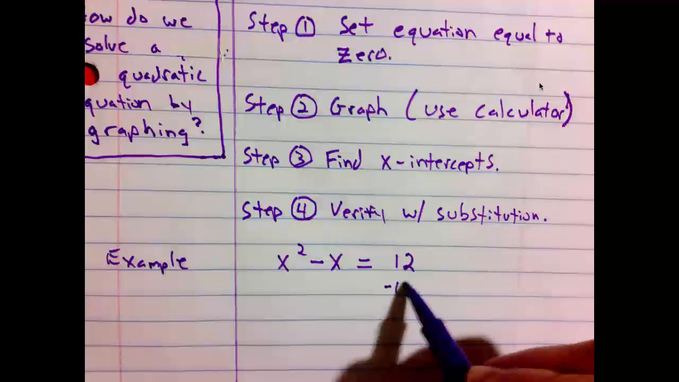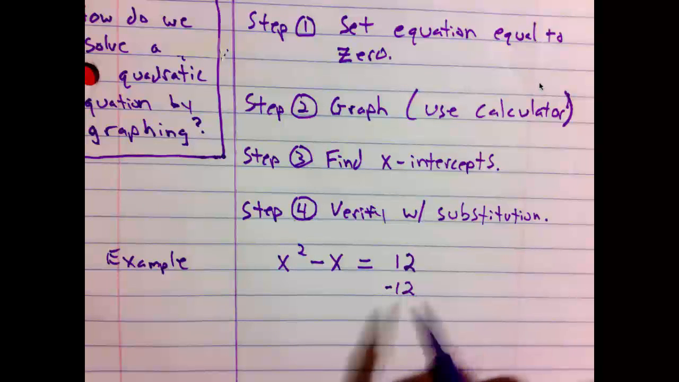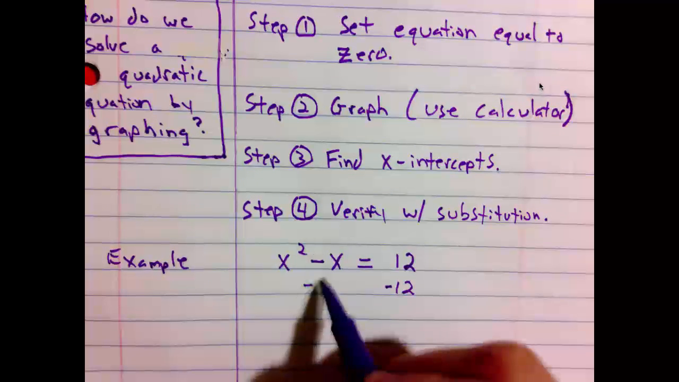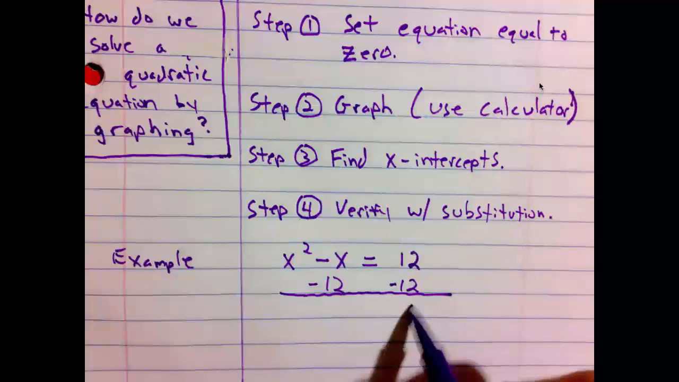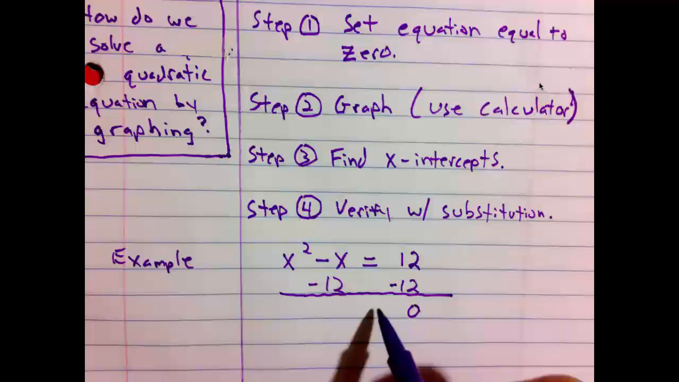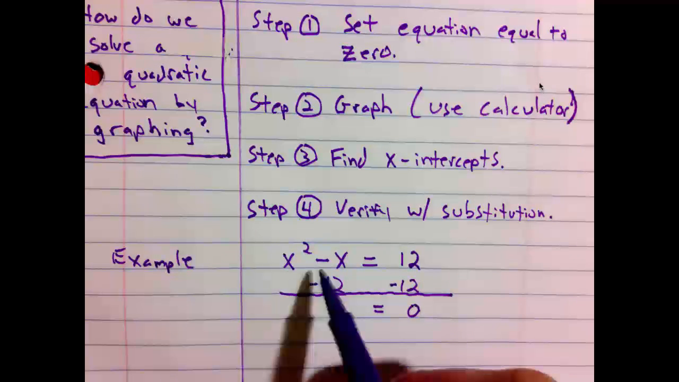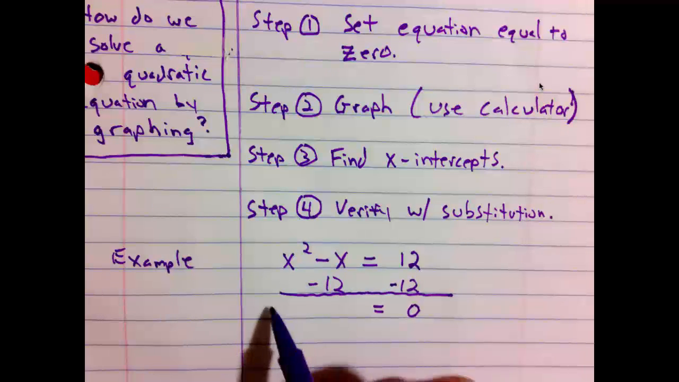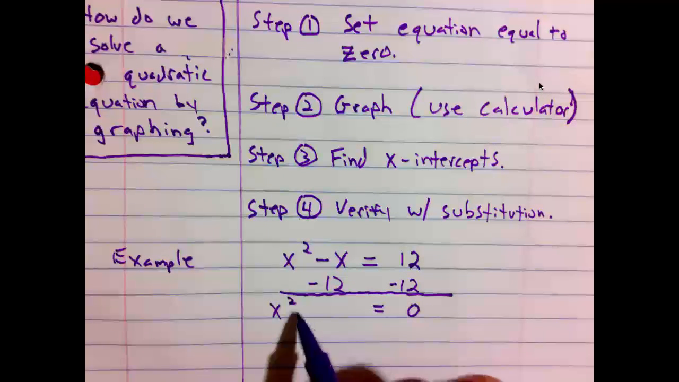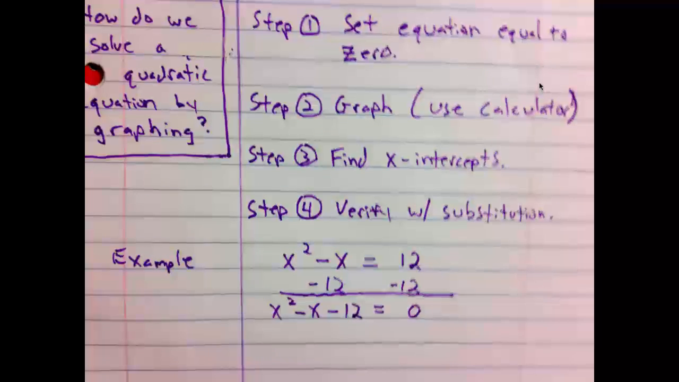I'm employing the additive inverse. We could think subtracting 12, we could think adding a negative 12. Subtracting 12 on both sides of the equation. 12 minus 12 yields 0 on the right side. These are all unlike terms. x squared minus x minus 12. I cannot combine any of those, so I'll leave it just like I see it here. x squared minus x minus 12. All right, that's step 1.